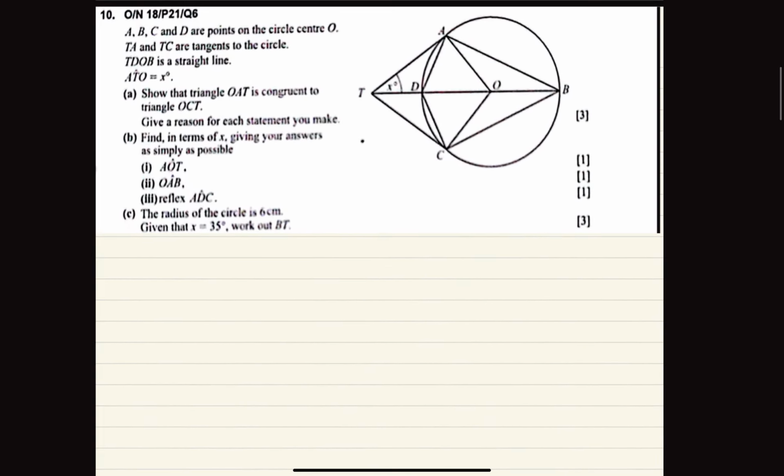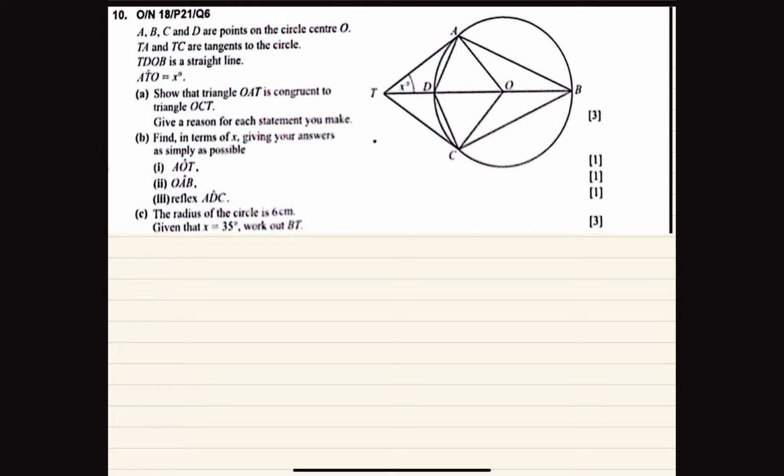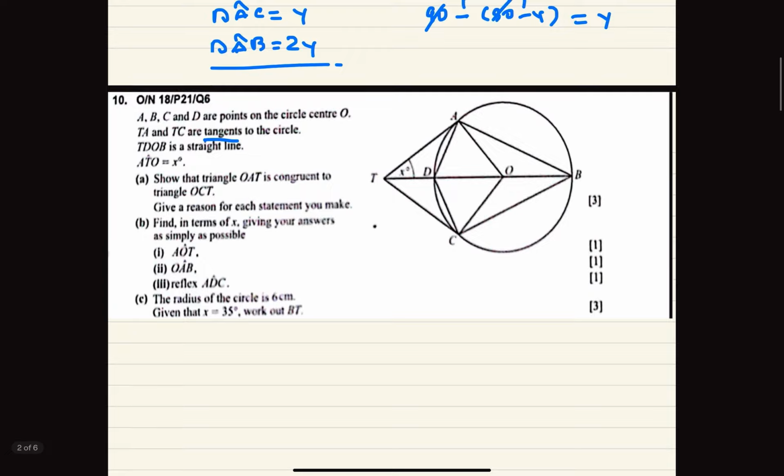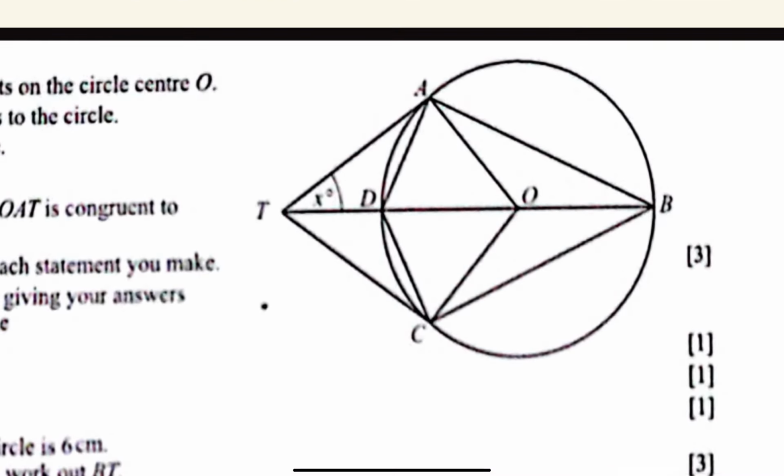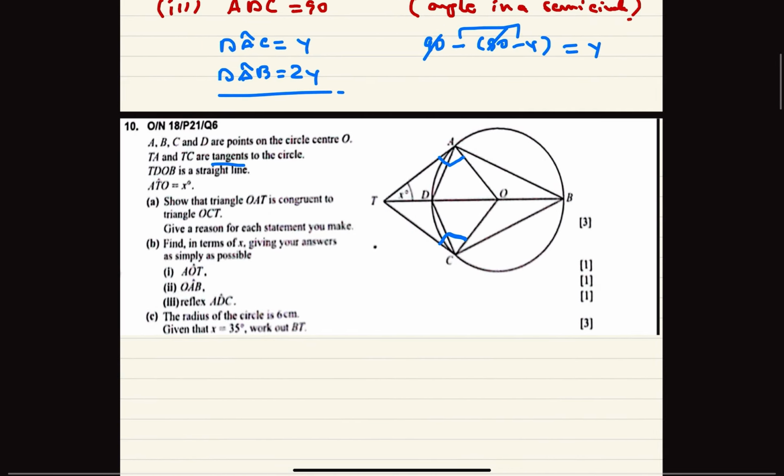Solve this question. A, B, C, and D are points on a semicircle with center O. Okay, I can see the center O. TA and TC are tangents to the circle. Whenever I see that there are tangents, that means I can make a 90-degree angle here with radius and tangent, right? ATO is x, okay? So TDOB is a straight line. Okay, I can see that this is a straight line.